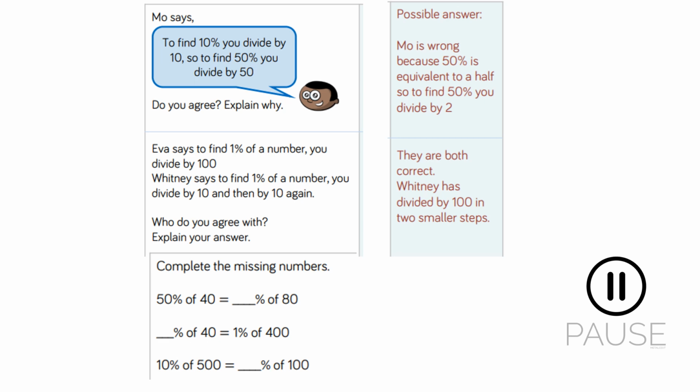And then complete the missing numbers. So 50% of 40, which is 20, is the same as 25% or a quarter of 80. 10% of 40 is the same as 1% of 400, and 10% of 500 is the same as 50% of 100. So give yourselves a little tick if you got them right, or correct them if you didn't.